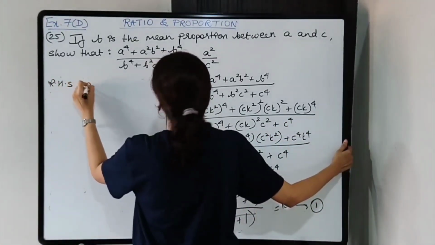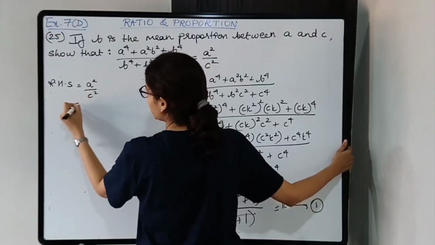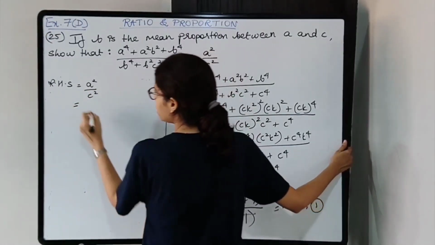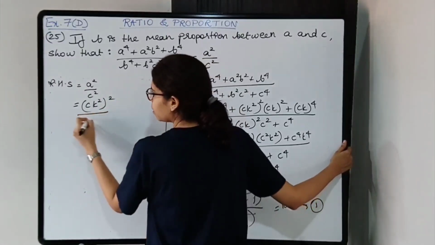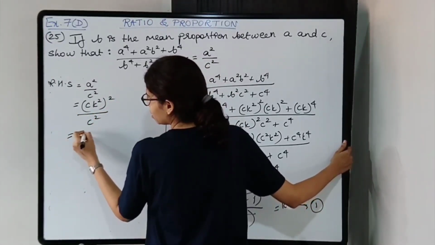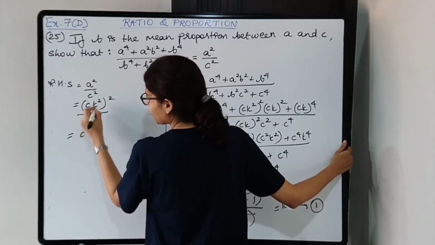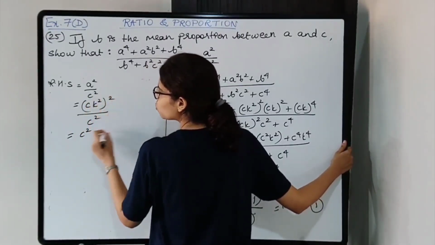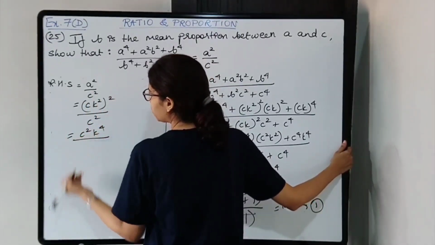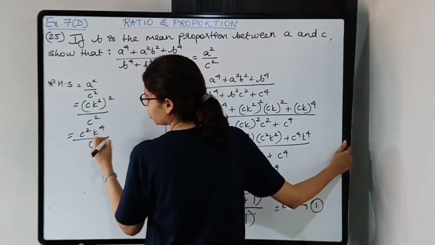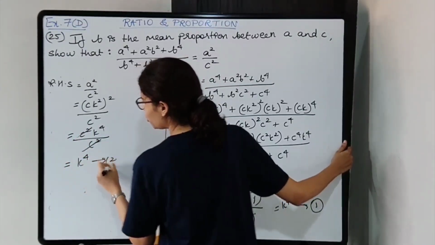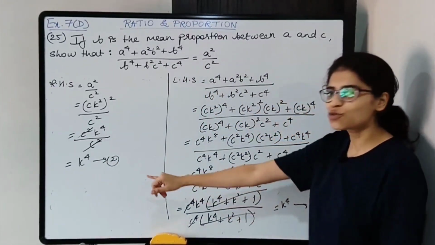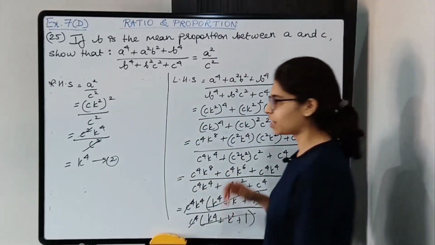So RHS is a square upon c square. So a is ck square, the whole square upon c square as it is. So c square, k square raised to 2, so k raised to 4, will multiply the powers, upon c square. C square cancels, k raised to 4, mark this as 2. From 1 and 2 you can say LHS is equal to RHS.